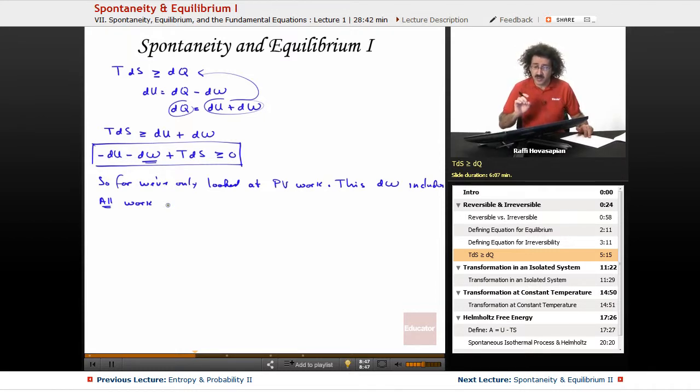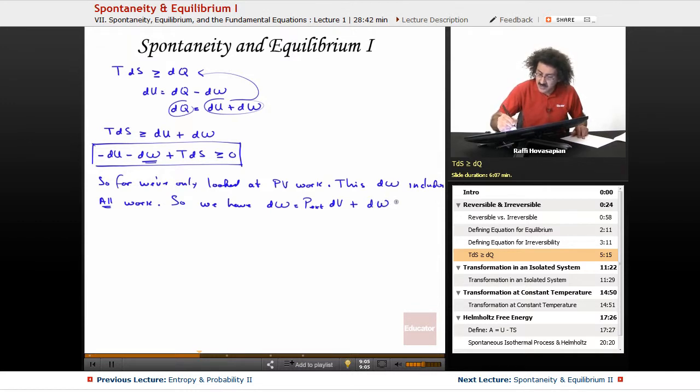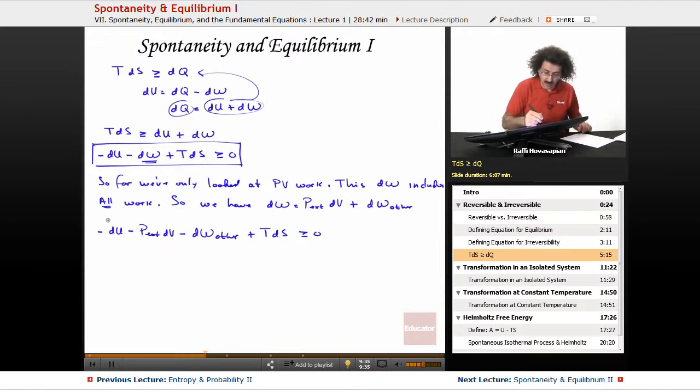So far we've only looked at pressure-volume work. This dW includes all work. So this dW is going to equal the pressure-volume work, which is the external pressure times the change in volume, plus, and I'll write dW sub other, whatever other work that is. We don't really care all that much. When we put this expression in for here, we get the following. We get minus P external dV minus dW other plus T dS is greater than or equal to 0. Okay? This is the equation we want to concern ourselves with. This is the one we start with.